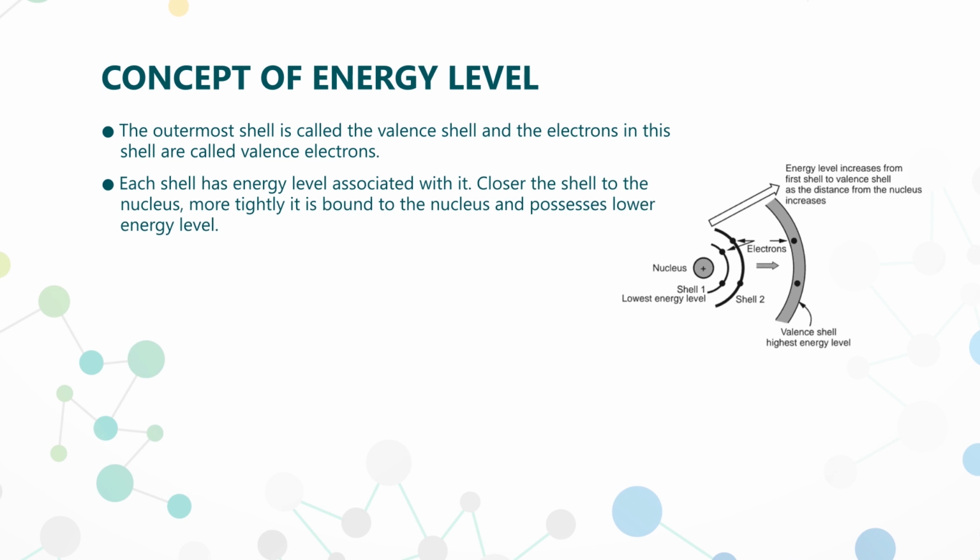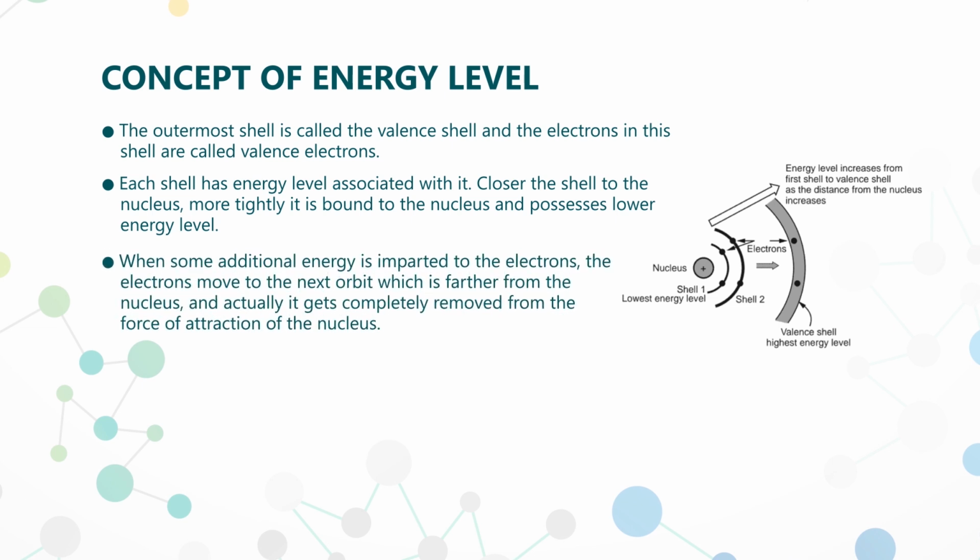Each shell has an energy level associated with it. The closer the shell is to the nucleus, the more tightly it is bound to the nucleus and the lower its energy. That is, each shell has a corresponding energy level. The shell is more tightly bound and has less energy the closer it is to the nucleus, as shown in the figure.